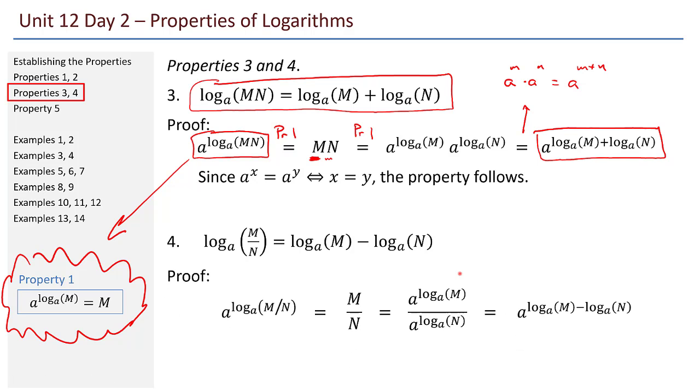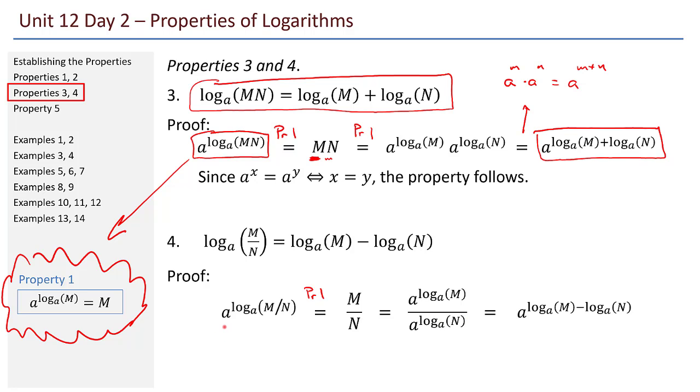We have a very similar proof, again using this property 1 a lot. Let's say I start off with a raised to the log base a of m over n this time, and by property 1, this turns into m over n. But then let's use property 1 in reverse for m, and that becomes a to the log base a of m, and for n in the denominator, a raised to the log base a of n. And now I use properties of exponents, and I can subtract those two.